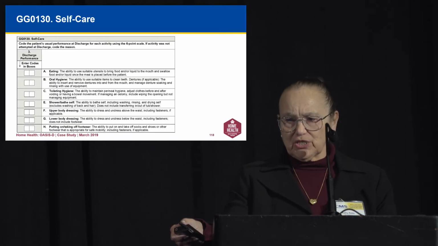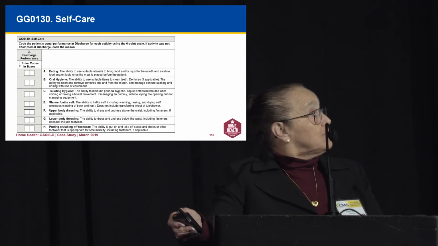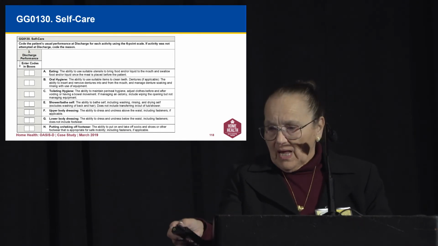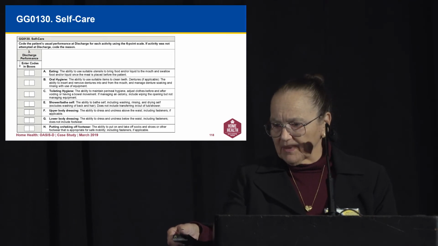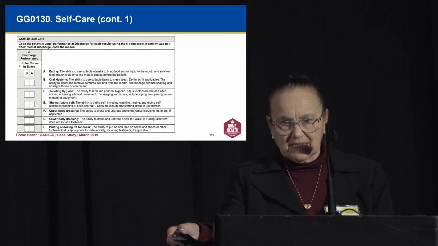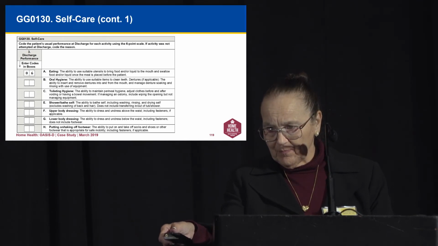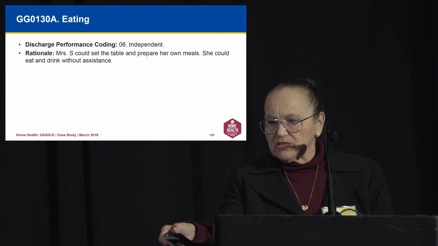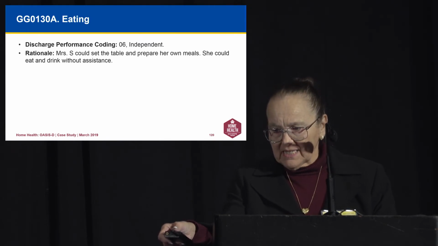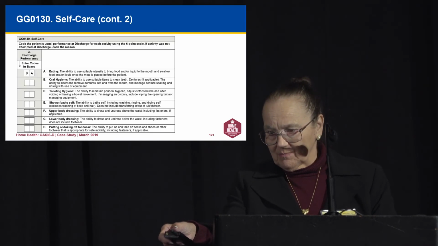We're starting with GG 0130, self-care. And we are coding the discharge performance here. The correct answer here is 06A. Okay? She is independent. Mrs. S could set the table and prepare her own meals, and she could eat and drink without assistance.